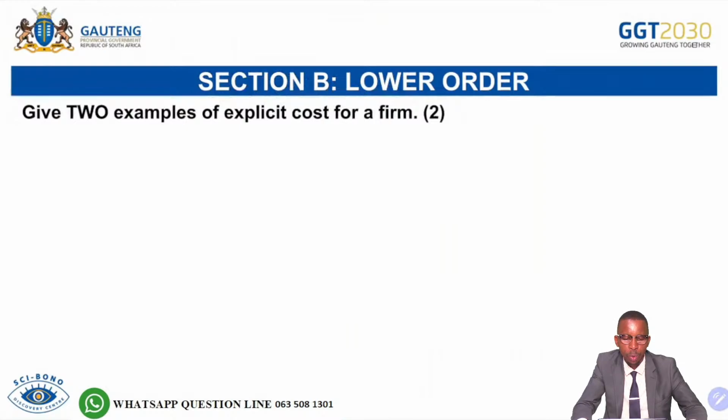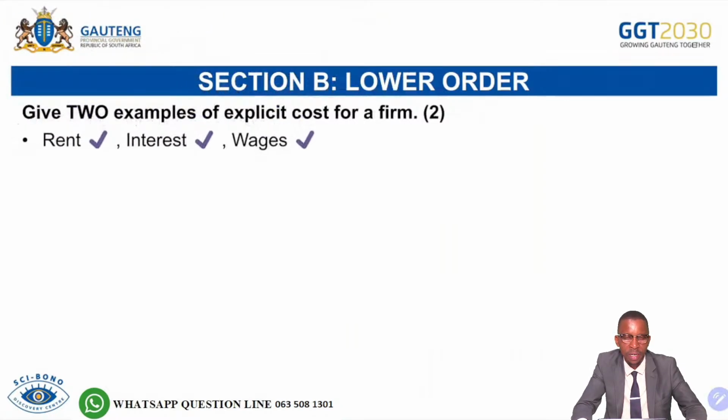Give 2 examples of explicit cost. Remember, if we talk about the explicit cost, we refer to the cost that are deliberated within the particular business. They are the part of operating cost. They are not hidden. They are known by business, by individuals within the business. So let's look at them.